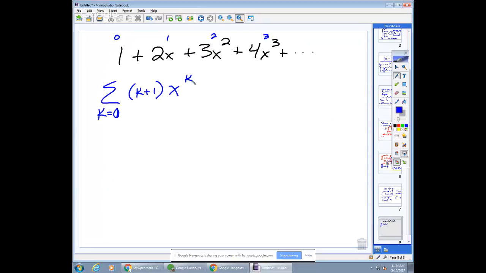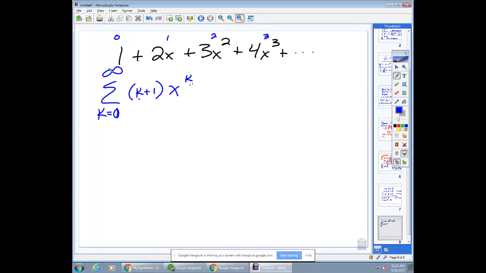So if I plug in 0, I get 1 times x to the 0, which is 1. If I plug in 1, I'll get 2 times x to the first. Okay, so this is what my series looks like there. Now I want to figure out, when does this converge and when does this diverge? Would you agree this isn't a straight geometric series? Straight geometric series, I wouldn't have the 2 times 3 times 4 going on there. So it's not straight, but it's kind of like a geometric series.